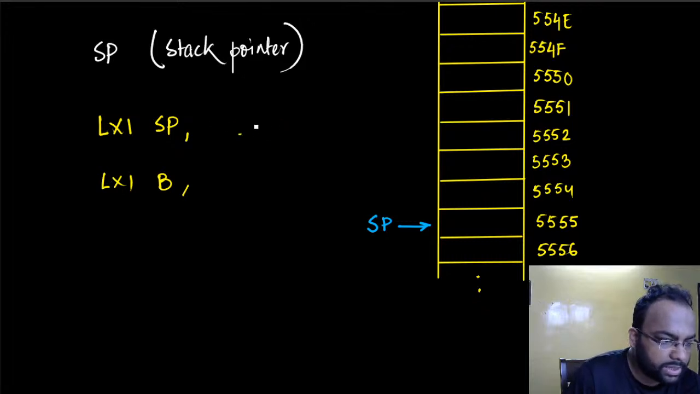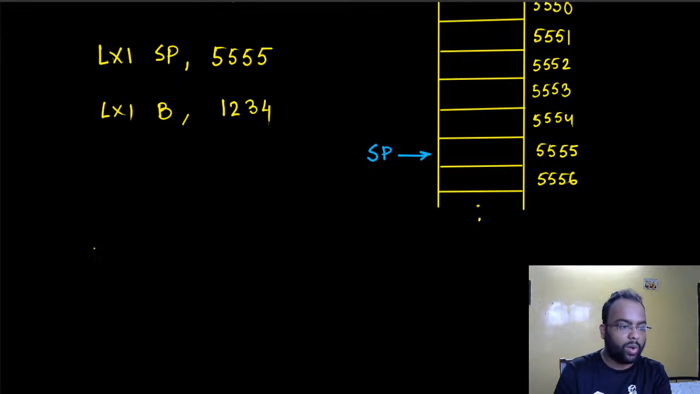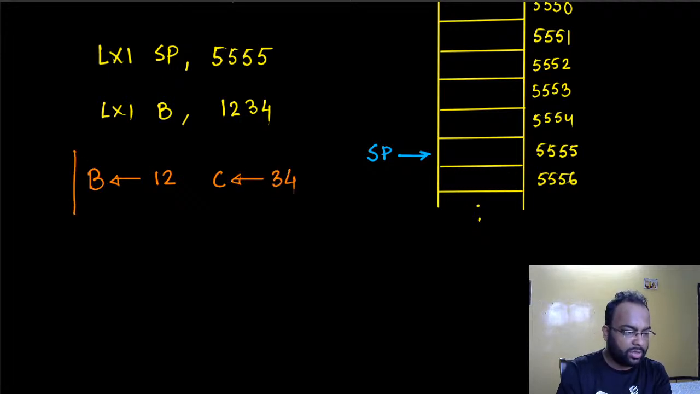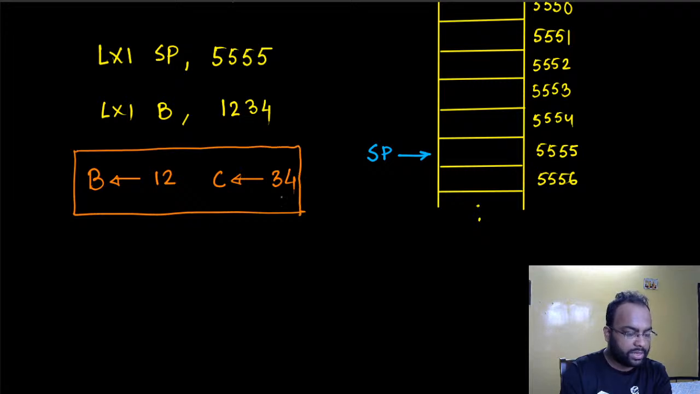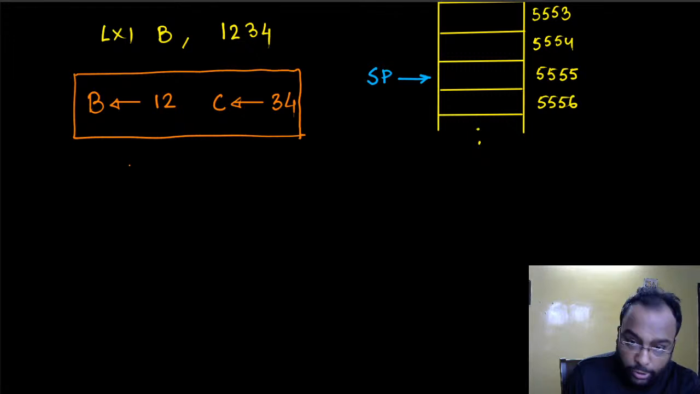Let's say I'm setting the value of the BC register pair with a certain value, say 1234. After executing the instruction, the B register gets the value 12 and the C register gets the value 34, right? Now I'm showing you how the stack actually works, and soon you shall see how it is used in practical applications.